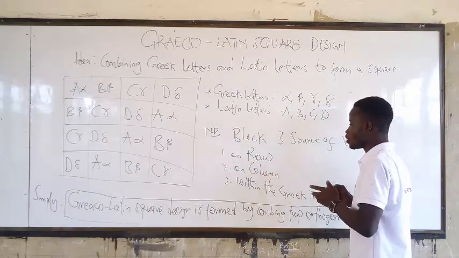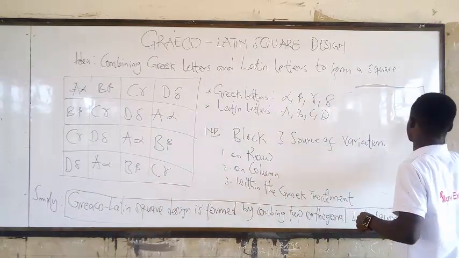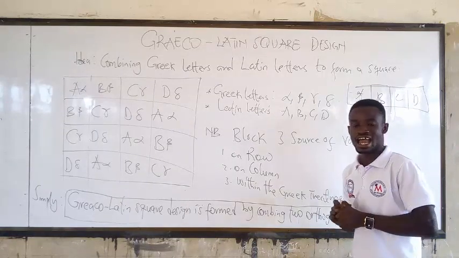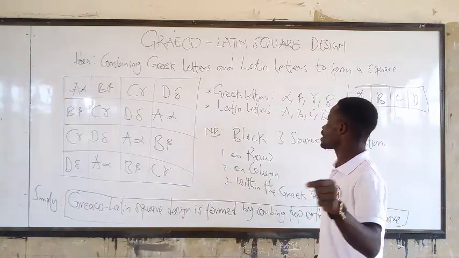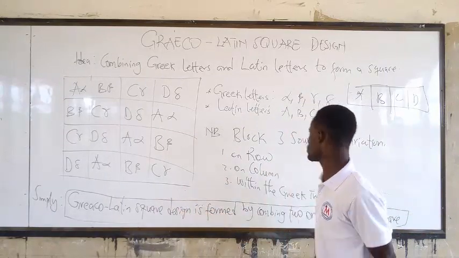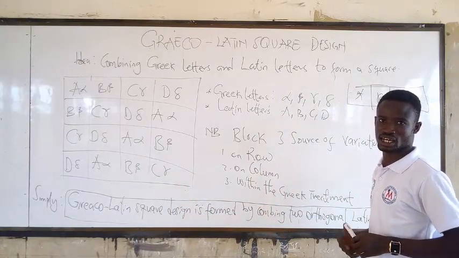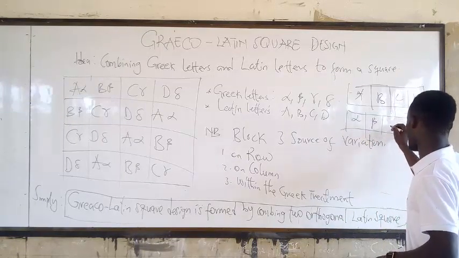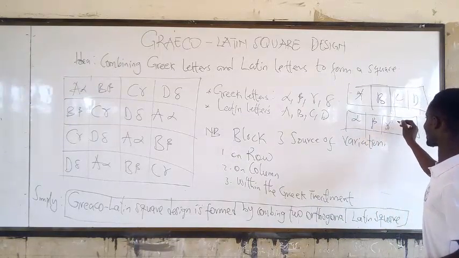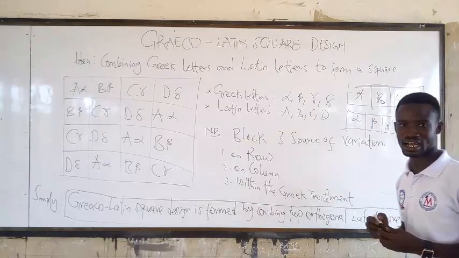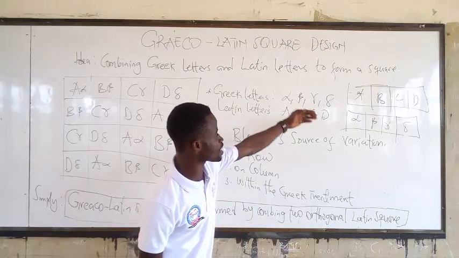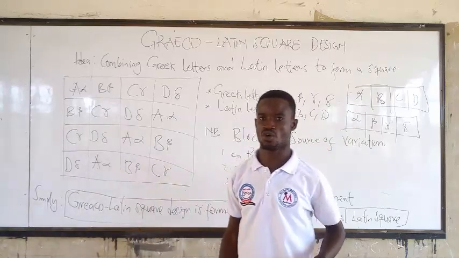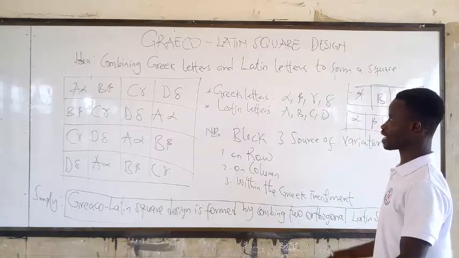In the Latin, you bring out A, B, C, and D. Here, since the Greek and Latin letters are superimposed, you are not going to bring only A, B, C, the treatment. We are going to have another treatment, which is alpha, beta, gamma, and omega. So we are going to have treatment one and treatment two. One is for the Latin and one is for the Greek. So it's similar to what we have done in the Latin square.